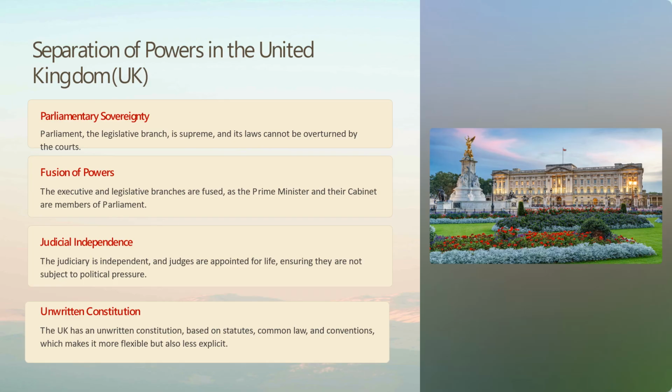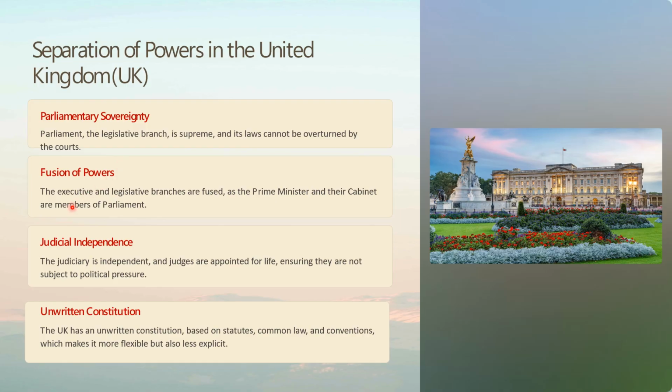Separation of powers in the UK. The United Kingdom's system of government is characterized by parliamentary sovereignty, fusion of powers, judicial independence, and an unwritten constitution. Parliamentary sovereignty: Parliament, the legislative branch, is supreme and its laws cannot be overturned by the courts. So Parliament has the power to make or unmake any law.